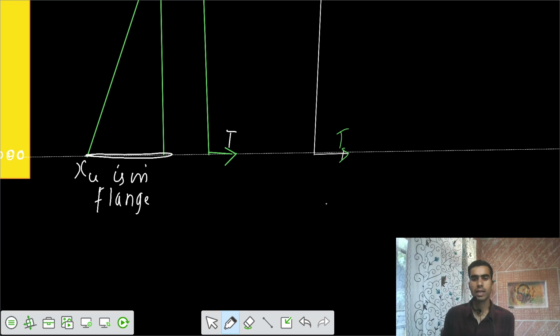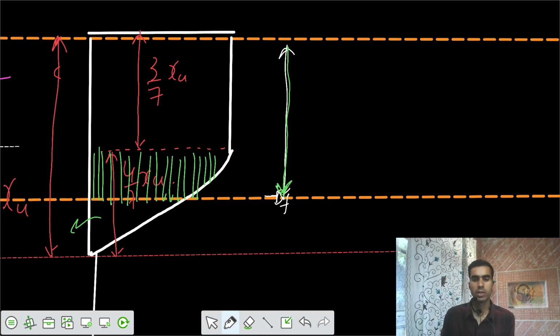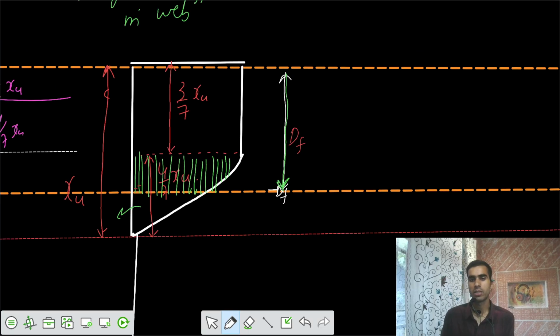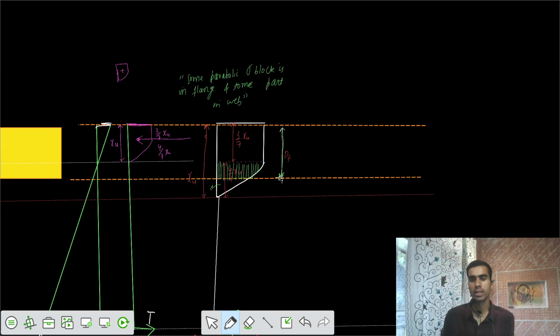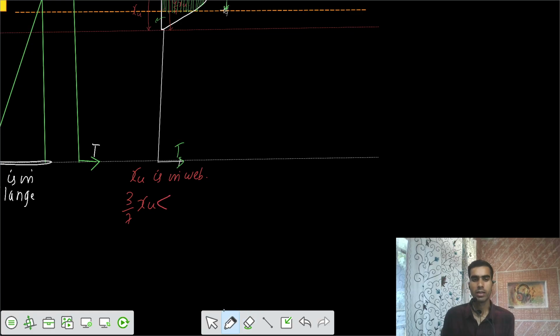This is the second case, that XU is in the web, that the neutral axis is in the web, but is 3/7 of XU lesser than DF or is it greater than DF? Based on this, what can you tell? If this was DF up to this level, then 3/7 is lesser than DF. That means DF is more than 3/7. Can we say that for the second case, DF is more than 3/7 of XU?